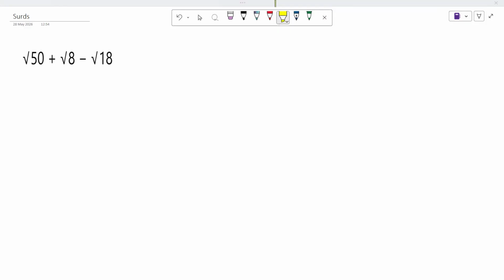This question looks big, but I promise you it's not. All we need is the logic of surds and logic of mathematics to solve this question easily.